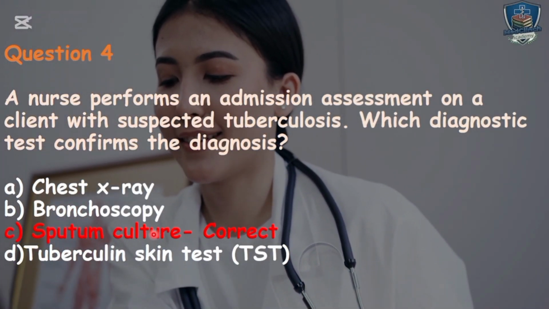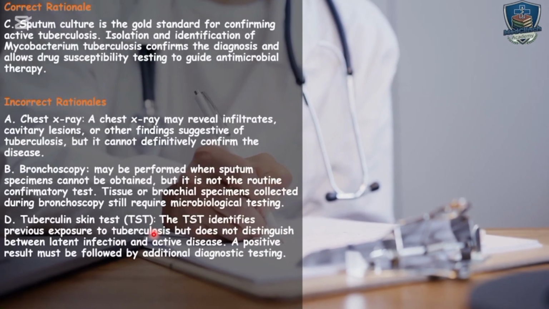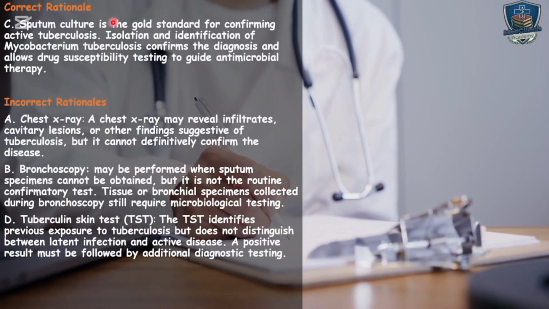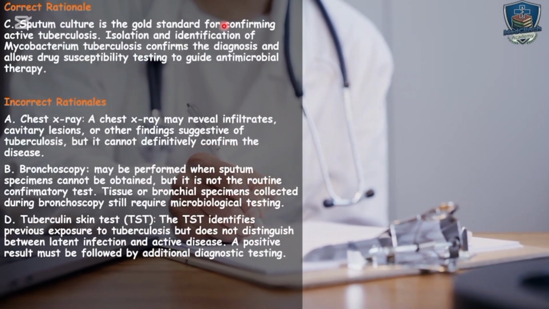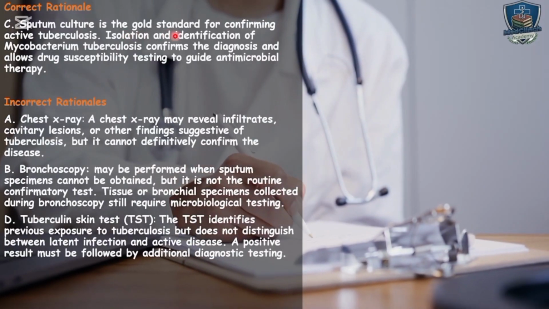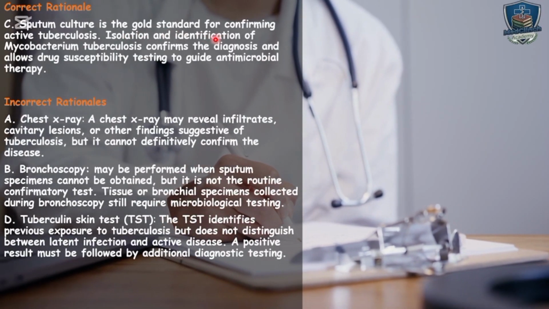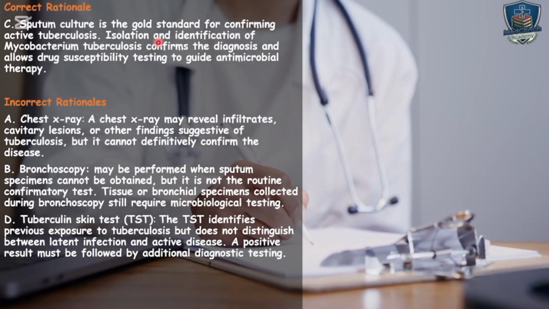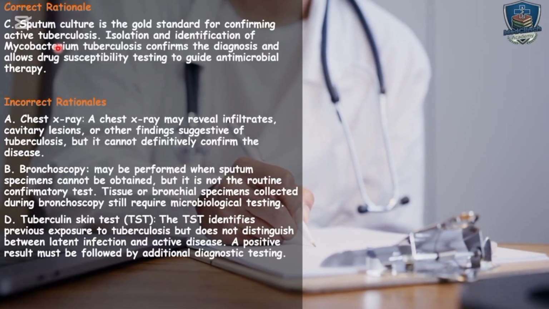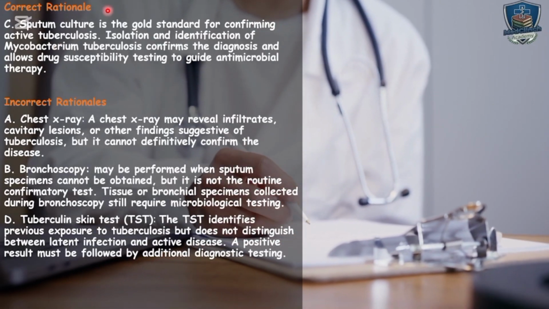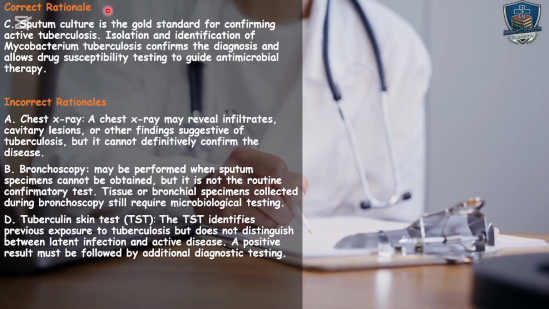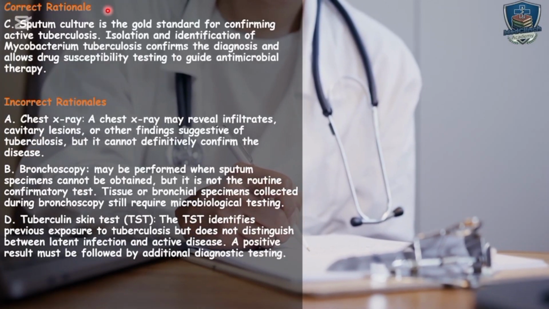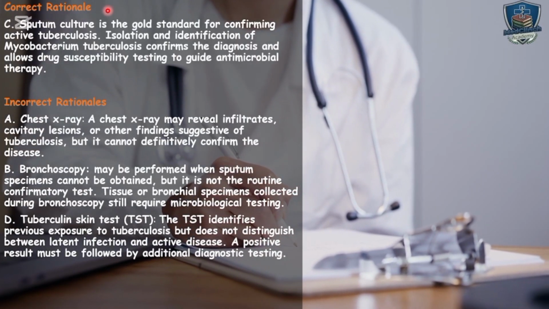So let's have a brief explanation now. Sputum culture is always the gold standard for confirming active tuberculosis. We do an isolation and identification of Mycobacterium tuberculosis, which confirms the diagnosis and allows drug susceptibility testing to guide antimicrobial therapy. So sputum culture tends to show us that we have an active TB, an active Mycobacterium tuberculosis.